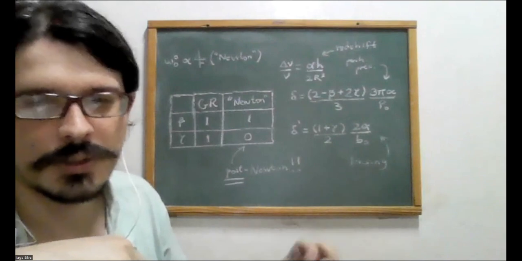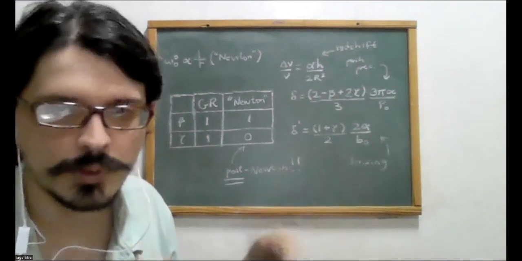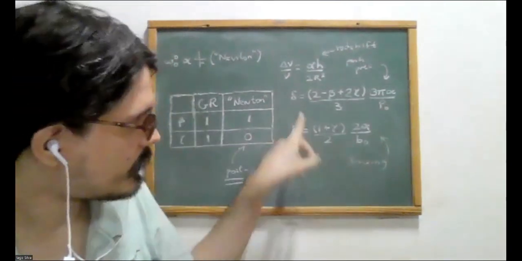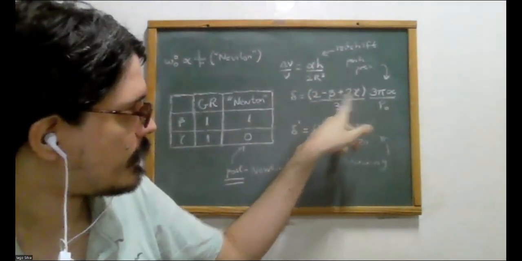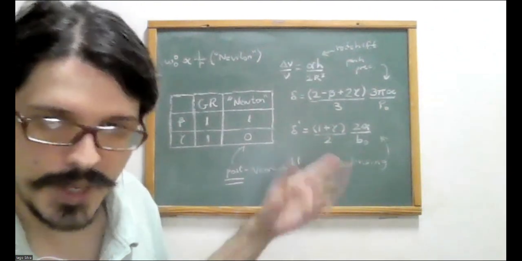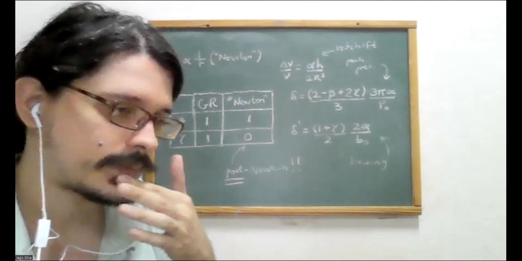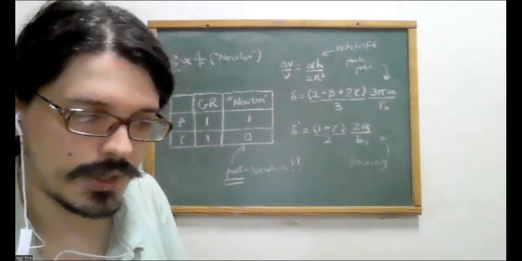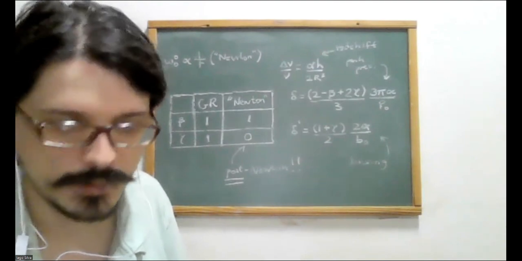It doesn't matter. The only thing we need to worry about here is that besides this being something you can calculate within general relativity, which is the mainstream view, we need to pay attention to these three factors you can see over here: 2 minus beta plus 2 gamma over 3, and 1 plus gamma divided by 2. They depend on the beta and gamma parameters, which are dimensionless numbers. What are these? These are what's known as the Eddington-Robertson-Schiff, or ERS parameters.